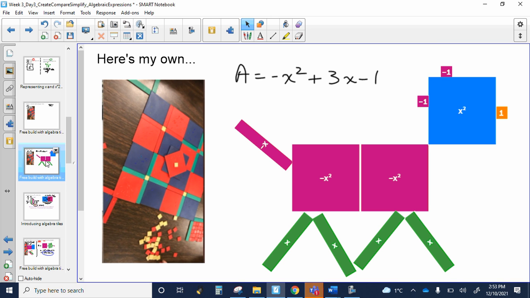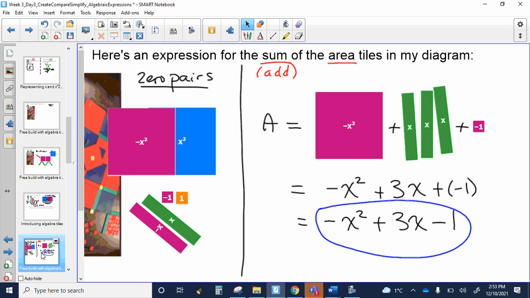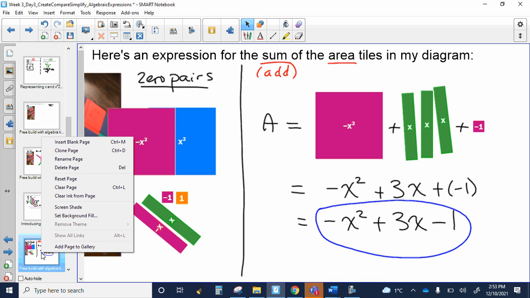So I would really encourage you to pause the video and go back to your own diagram and then do that type of work. So look for the zero pairs, start moving things around, find those zeros, and then look at what you have left over, and then organize it in terms of squared tiles first, x tiles next, and then your unit tiles as the last term. Combine them, and then you've got yourself an expression for area.